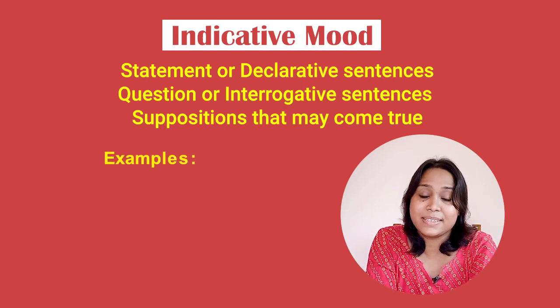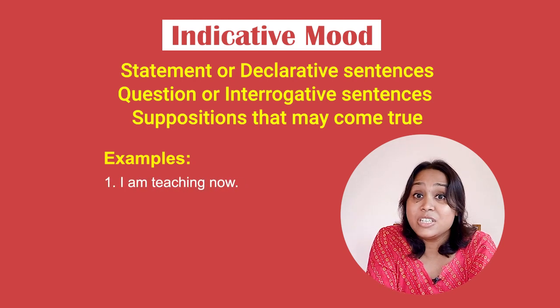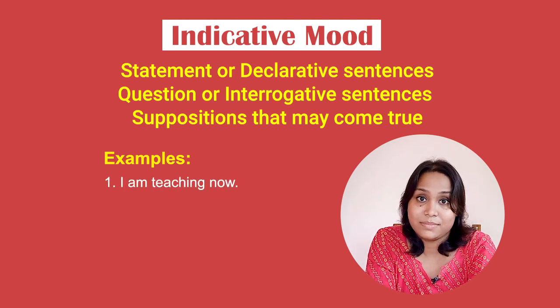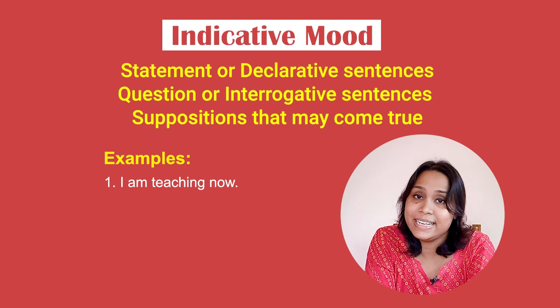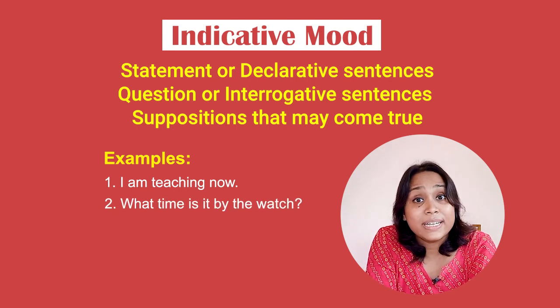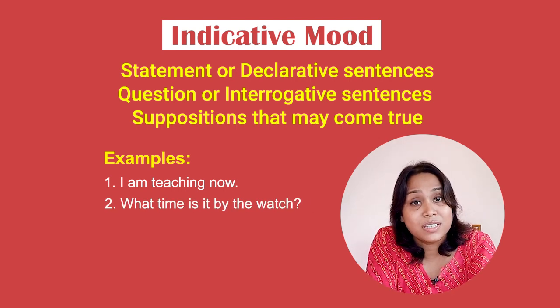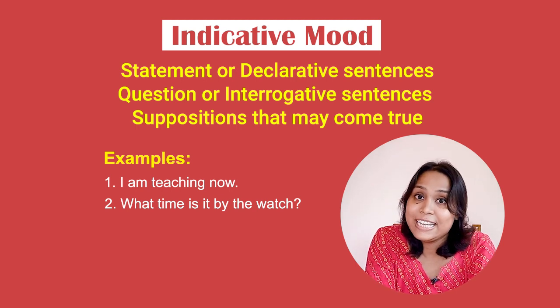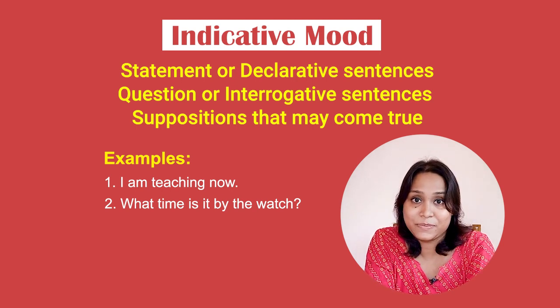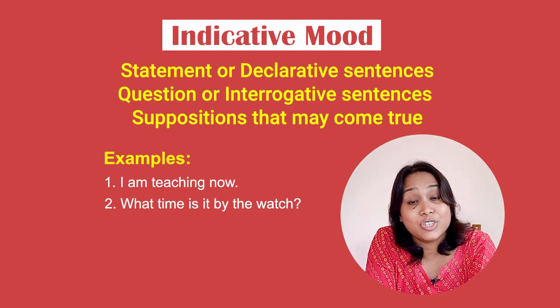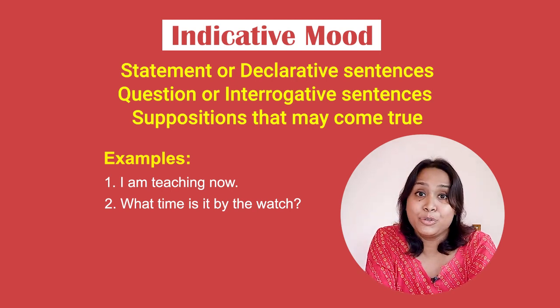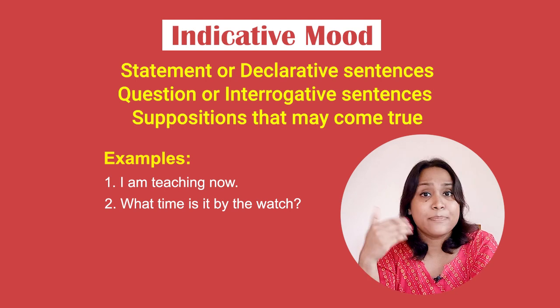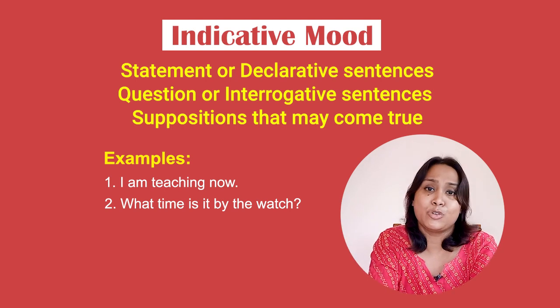For example, I am teaching now. The mood of this sentence is indicative. What time is it by the watch? It is a question, therefore it is indicative mood. And a supposition that can be turned into true. It means we are supposing something which may turn out to be true.